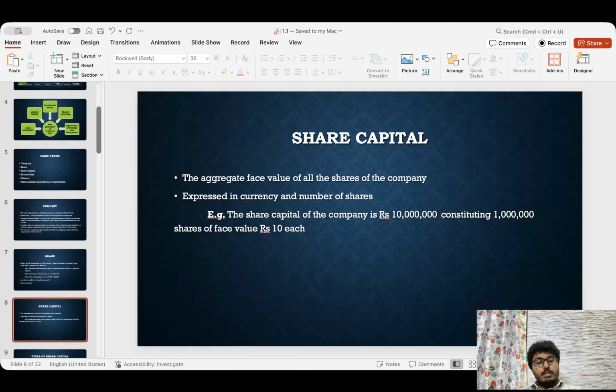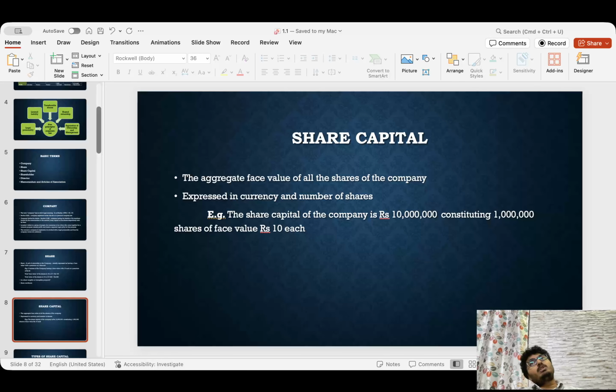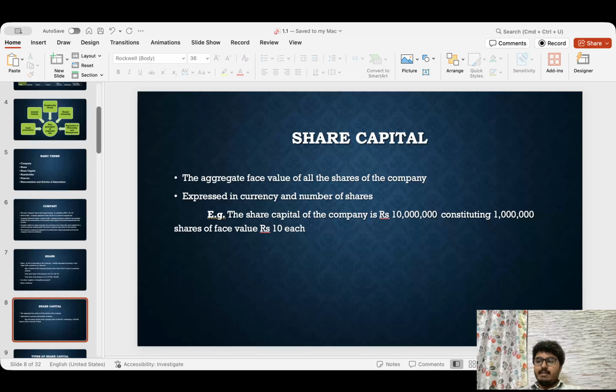A share certificate is the evidence of ownership of a shareholder holding shares of a company. Now come to the share capital. Share capital means the aggregate face value of all shares issued by the company. It is expressed both in monetary terms and the number of shares. For example, the share capital of the company is rupees 1 crore, consisting of 10 lakh shares of face value 10 each. So the total share capital becomes 10 million. It is the authorized share capital that the Registrar of Companies allows to collect money from the public by issuing shares.